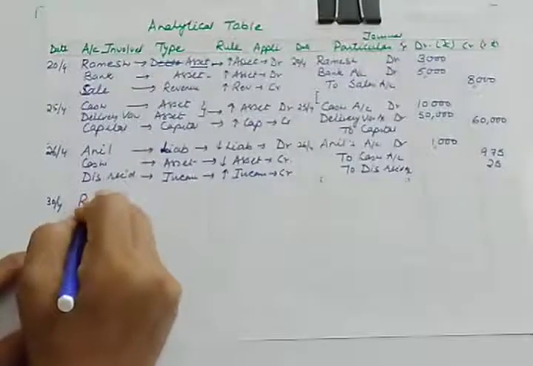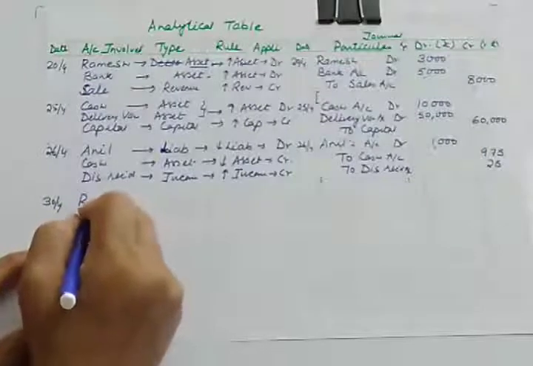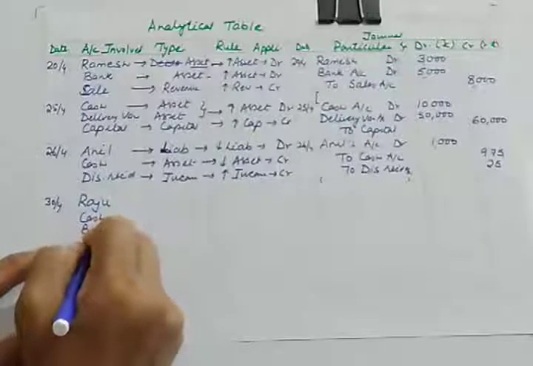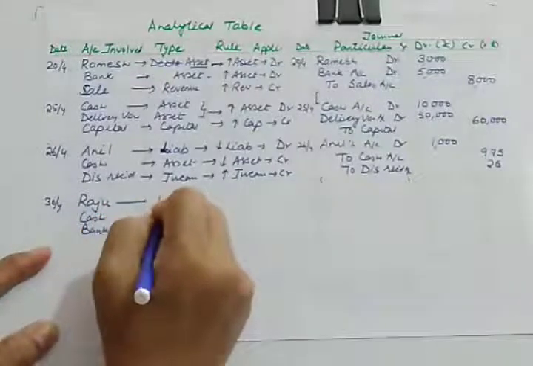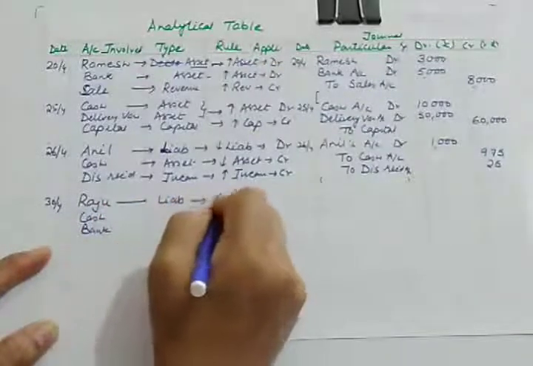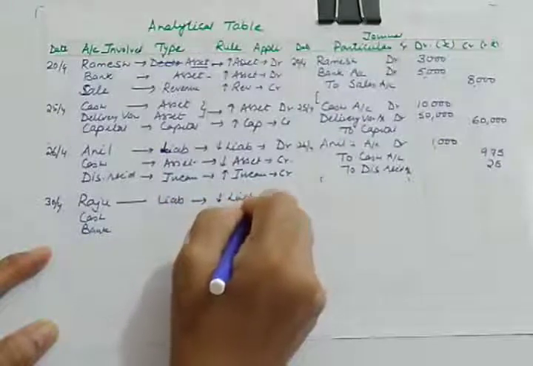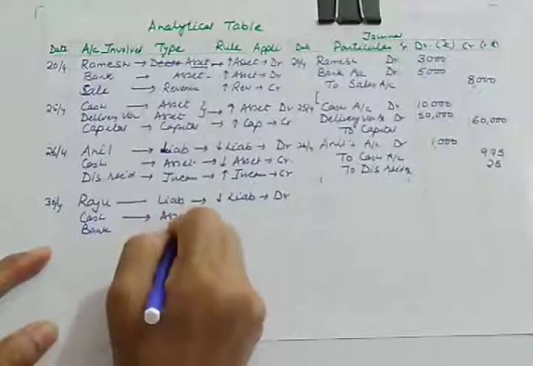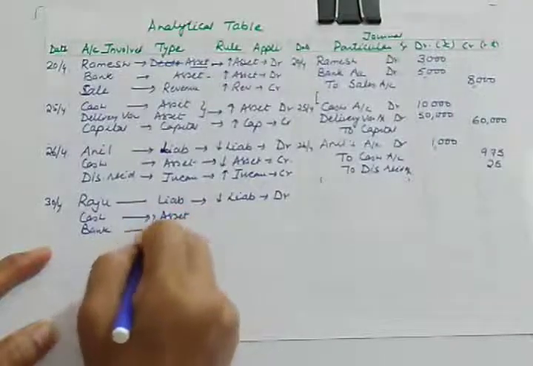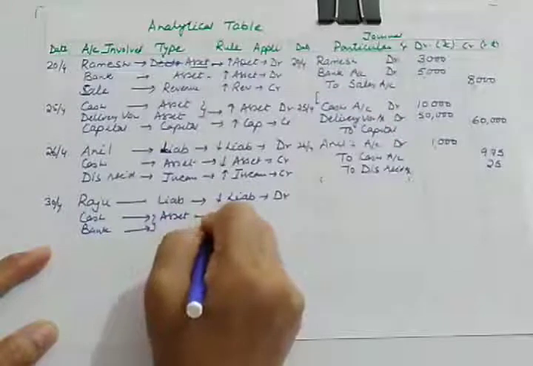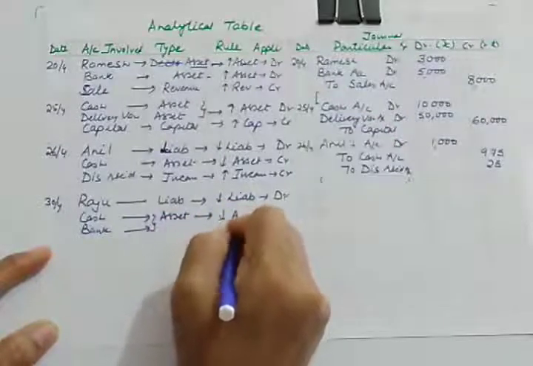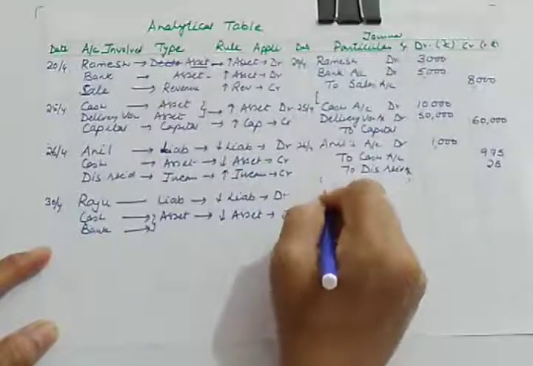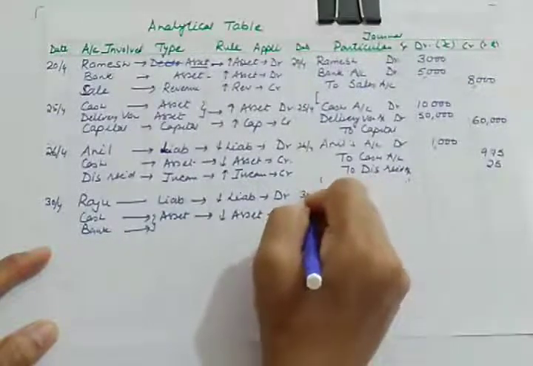So we are paying to Raju. So one is Raju, then cash and bank. Raju is our liability. Decrease in liability is debited. Then cash is our asset, and this is also our asset. And what is happening to these two assets? Decrease in asset. So decrease in asset will be credited. So you can frame the journal entry on 30th April.